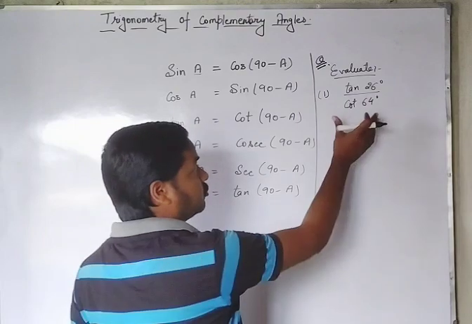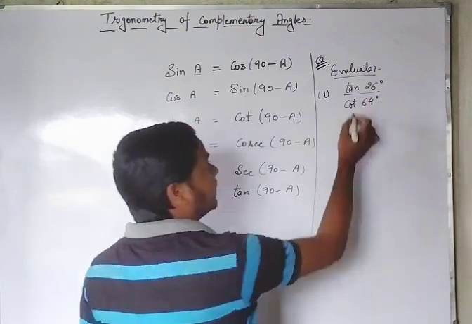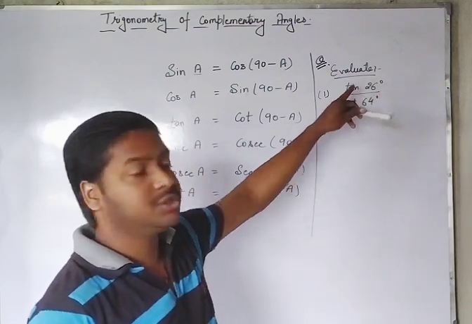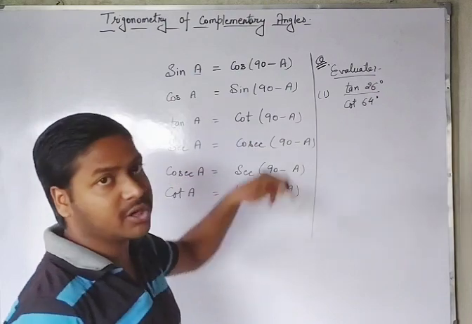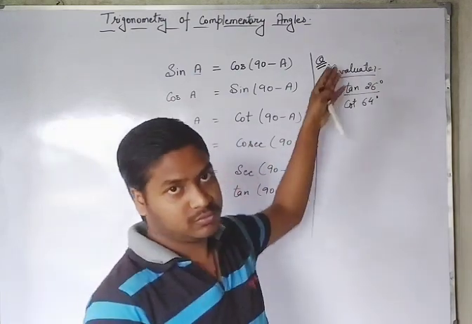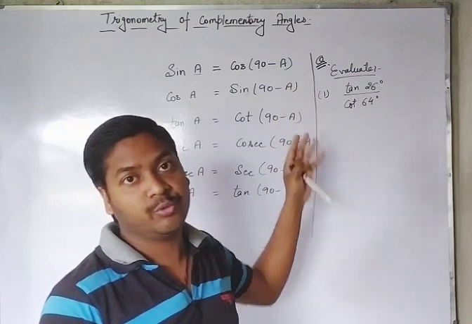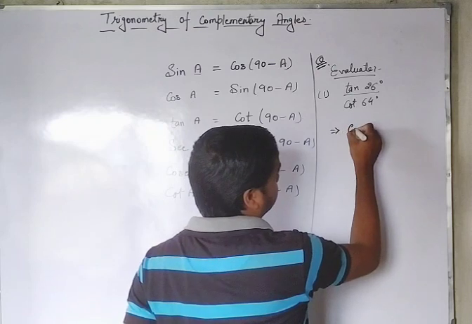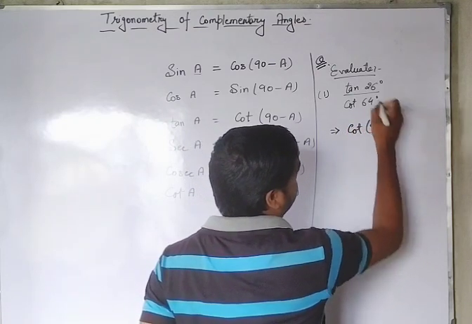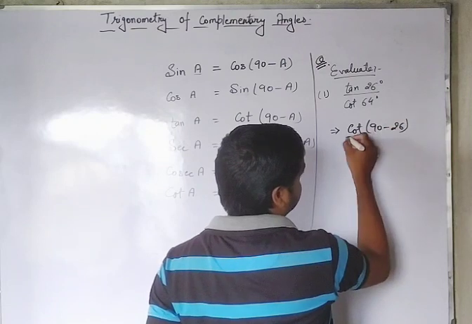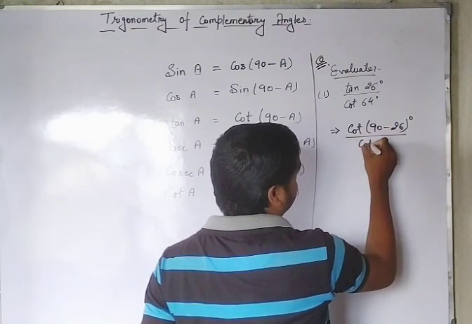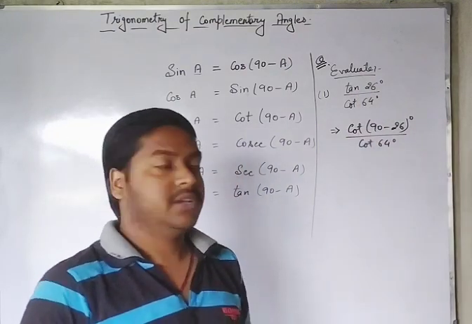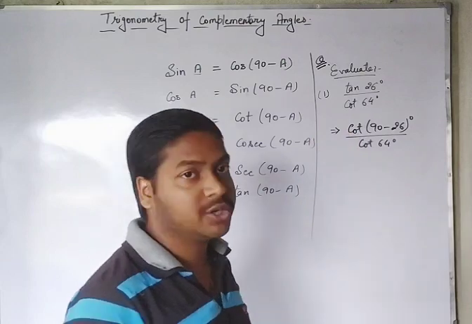So to solve this, we will use complementary angles. In tan 26, 26 is the angle. Suppose 26 is equal to A, then tan A can be written as cot of 90 minus A. If there are two trigonometric ratios, then out of those two we will change only one. So we will change the numerator. It will come as cot of 90 minus 26 degrees by cot 64 degrees. Out of these two, I have changed one angle. It depends on your choice; you can change the denominator also.